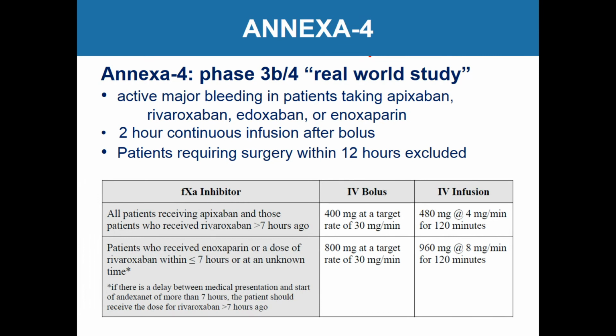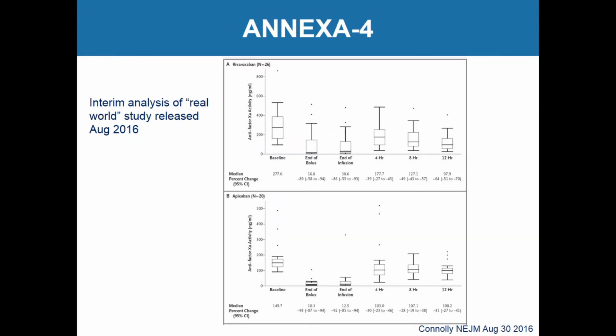Patients who are on apixaban or rivaroxaban, but more than 7 hours before, received a different dose than those patients who were on enoxaparin or took rivaroxaban within 7 hours of presentation, as rivaroxaban and enoxaparin required a higher dose than for those patients taking apixaban. Again, this study is in patients who have active major bleeding and not for patients who are requiring surgery. Patients were treated with a bolus and an IV infusion as demonstrated here.